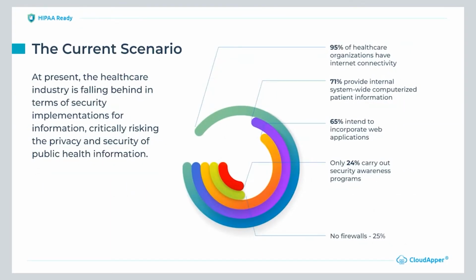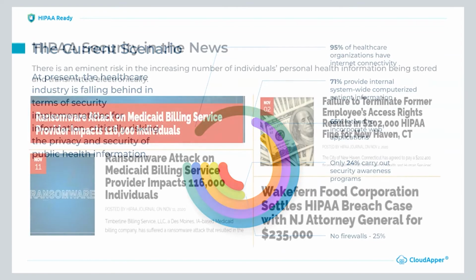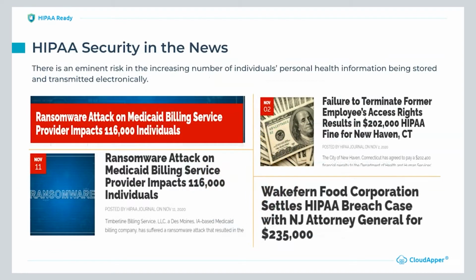The current scenario. At present, the healthcare industry is falling behind in terms of security implementations for information, critically risking the privacy and security of public health information. As the image shows, 95% of healthcare organizations have internet connectivity. 71% provide internal system-wide computerized patient information. 65% intend to incorporate web applications. Only 24% carry out security awareness programs, and 25% have no firewalls whatsoever. In the images below, you can see the HIPAA breach on the newspaper on multiple events.